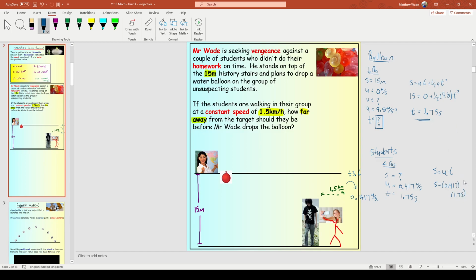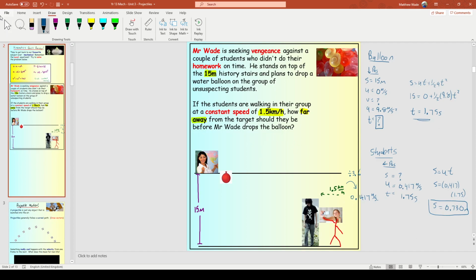No units in the substitutions, okay? Because you've already addressed the standard units in your givens, and this is why it's so good to lay it out my way. While it might look like it's extra steps, it's not. I'm time saving you big time here. 0.417 times 1.75 equals 0.73. No, let's do more. 0.7. Oh, it is 0.730 with the rounded numbers. So pretty much I should drop the balloon 73 centimeters before where the kids are actually going to arrive.